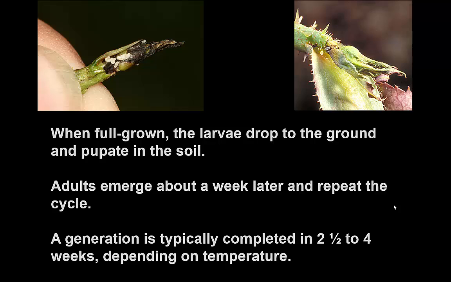When full grown, the larvae drop to the ground, pupate shallowly in the soil. Adults emerge about a week later and repeat the cycle. And a generation is typically completed in 2.5 to 4 weeks, so you can have multiple generations during the year. Oftentimes, peak injury is reported to show up late June into July. But this is an insect that again has multiple generations, and that causes difficulties for control.